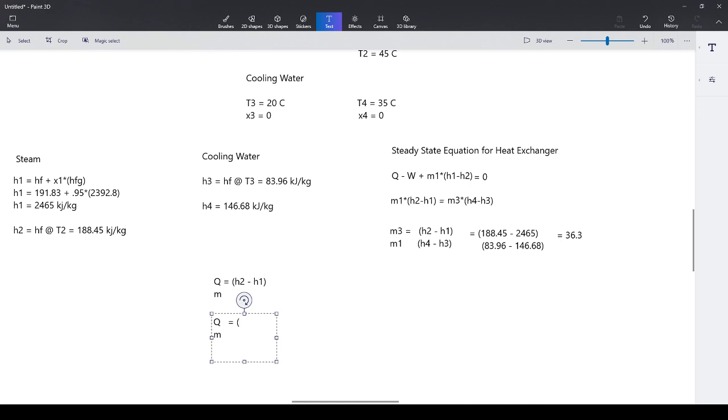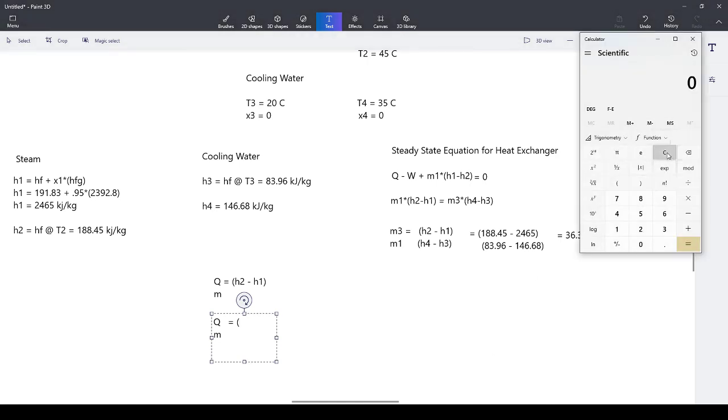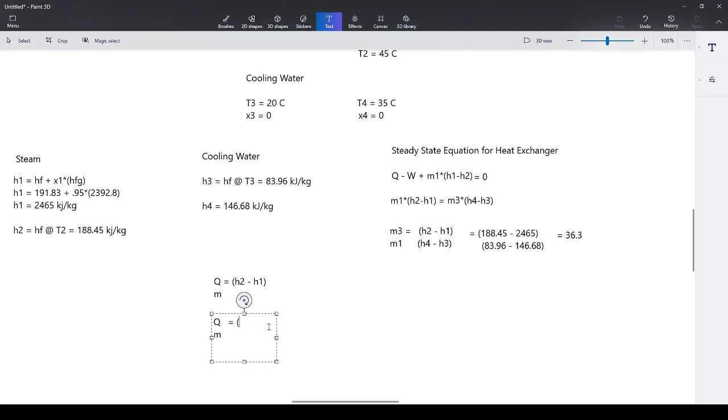looks like we're going to have to do this one again. Calculator's writing again. 2465 minus 188.45. And you get this as a heat transfer per mass. So it is 2276. And you get 2276. And this is kilojoules per kilogram. And I'm fairly certain that that is what their answer is.